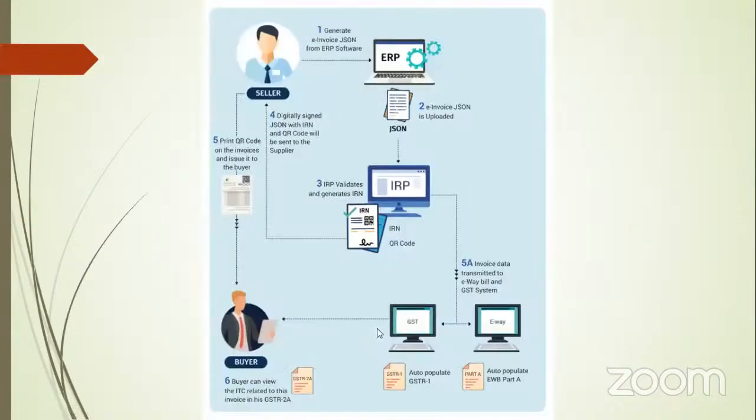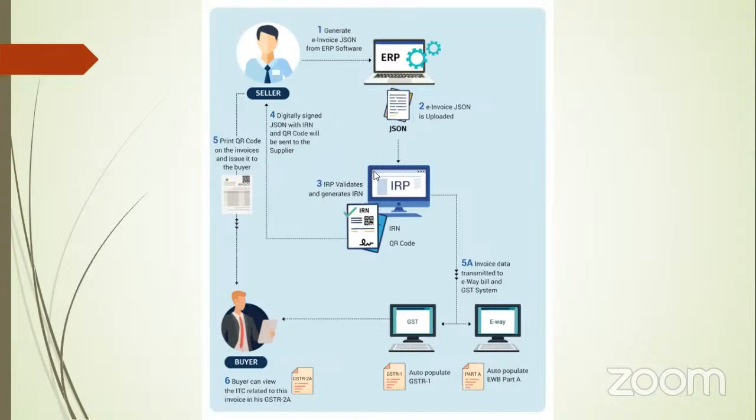So let's look at the process of generation of e-invoice. If you have implemented e-invoicing, let's say you have connected it with your ERP. There the seller will enter the information in their ERP, and send a request to IRP with the JSON. All the information of the e-invoice will go in the form of a JSON to IRP, where it would be validated. It will check whether your information is following all the rules.